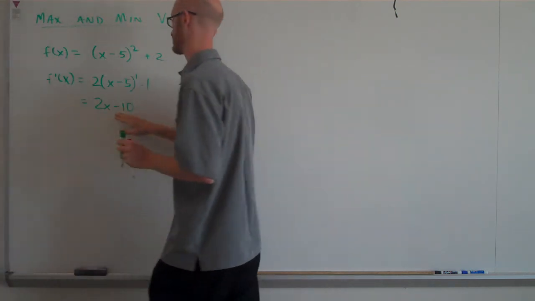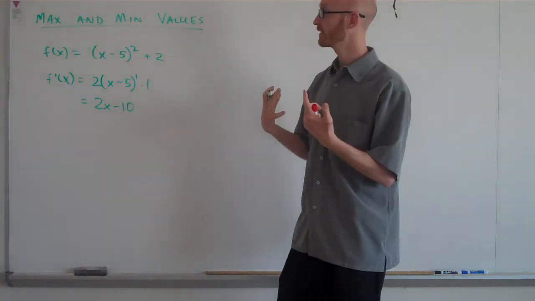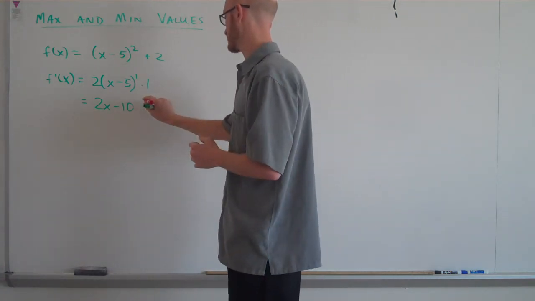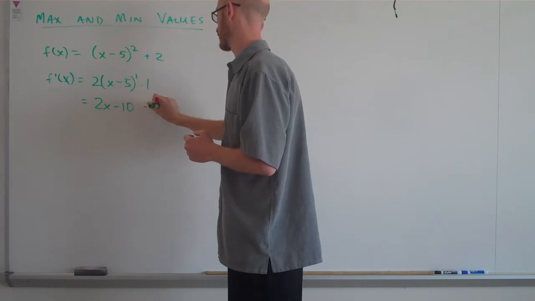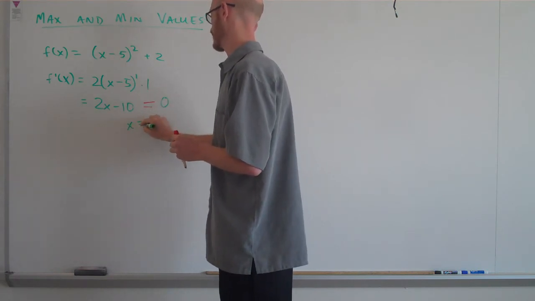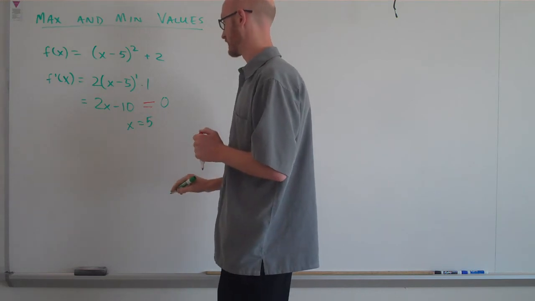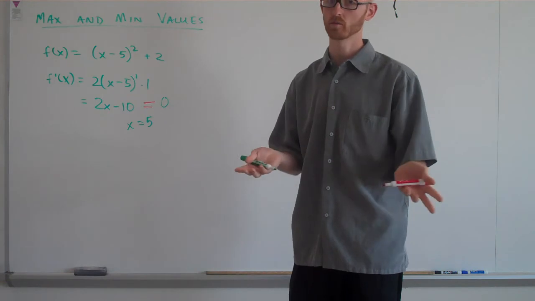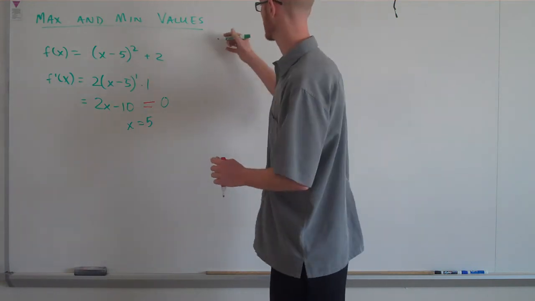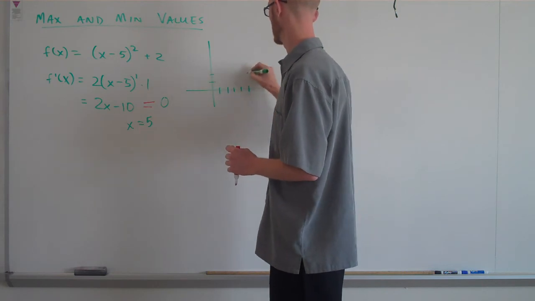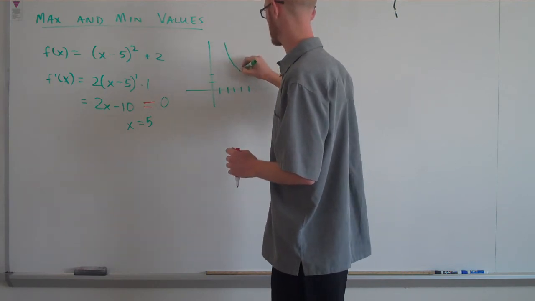Now what we'll do is we'll take 2x minus 10 and we will find when it equals 0. So if I just set this thing equal to 0, I would solve and I'd get x equals 5. And all that's going to tell us right now is that it's either a minimum or a maximum. But we know based on this graph that the graph has its vertex right there.